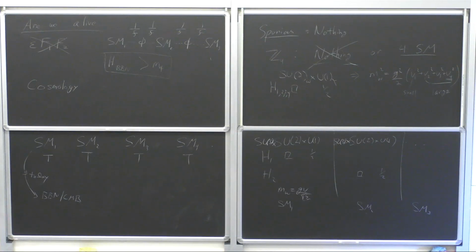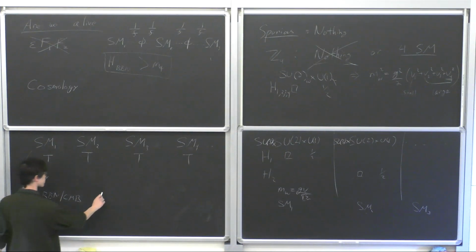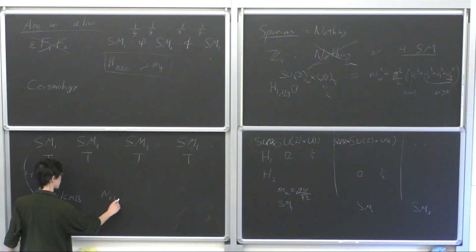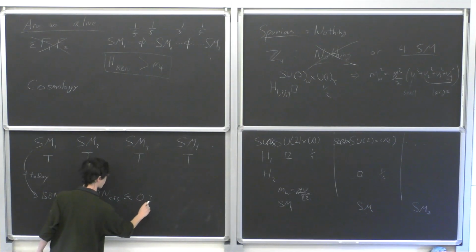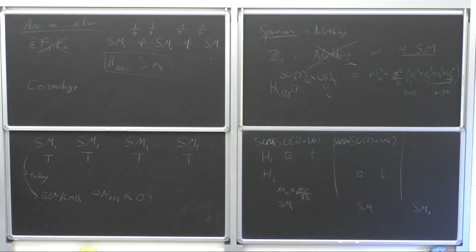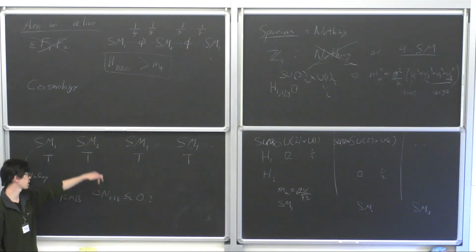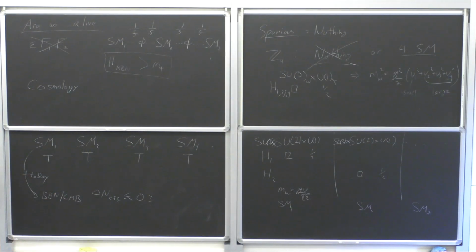Because we have measures of N effective, and we know delta N effective is less than about 0.3. And you can ask, what is the total N effective that comes from an entire standard model? There's definitely 3 from the neutrinos, and there's also the photons.